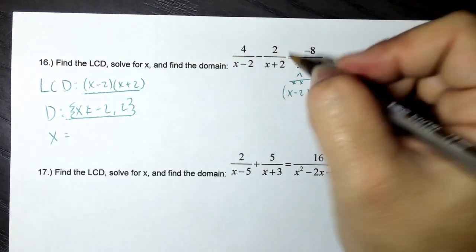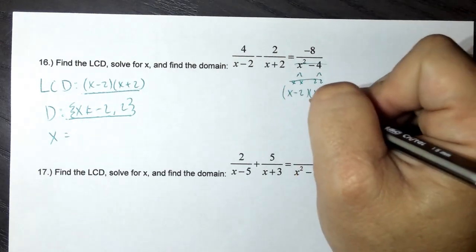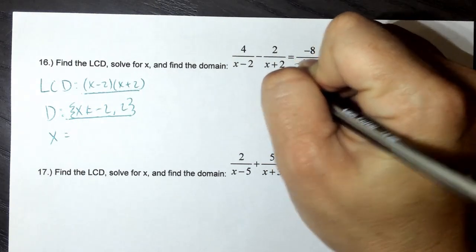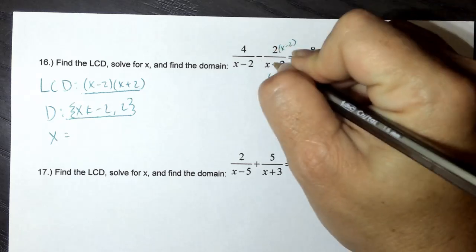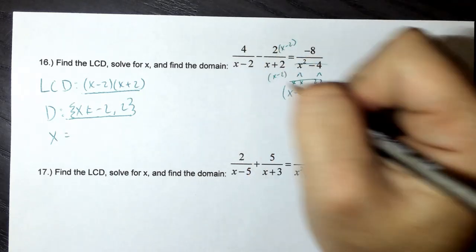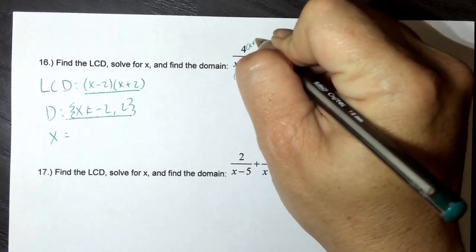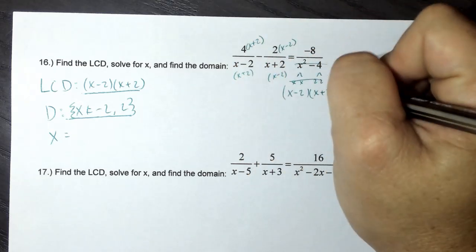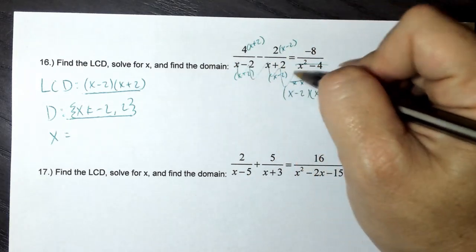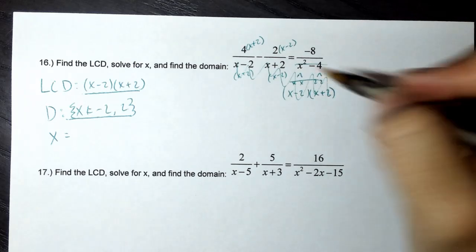So knowing that, this has the x plus 2, but it needs the x minus 2 to match. So now these two denominators match. This has the x minus 2, but not the x plus 2. So now all three denominators match. And when they all match, they cancel because we can multiply to cancel them. And we're just solving the top.